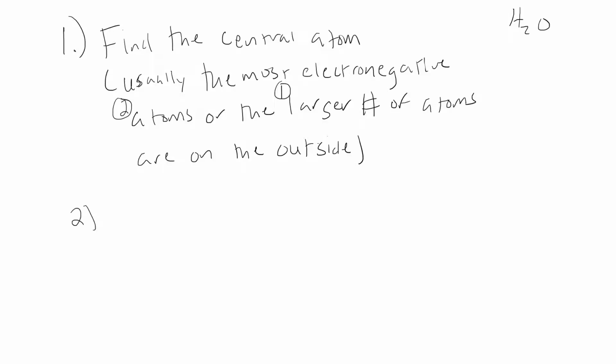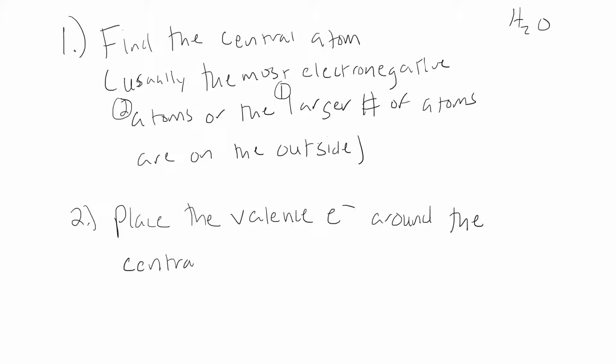What you want to do next is place the valence electrons around the central atom. Now, when we're doing this, the other thing you have to keep note of is valence electrons. Valence electrons, or the outermost shell electrons, are responsible for bonding. That's what you want to remember: the valence electrons are responsible for bonding.